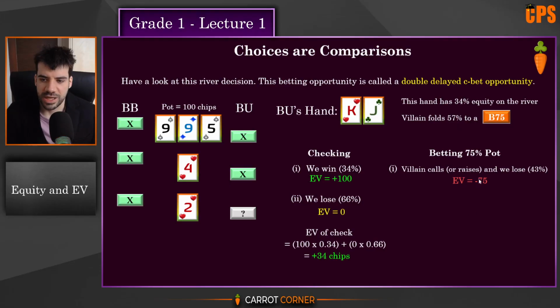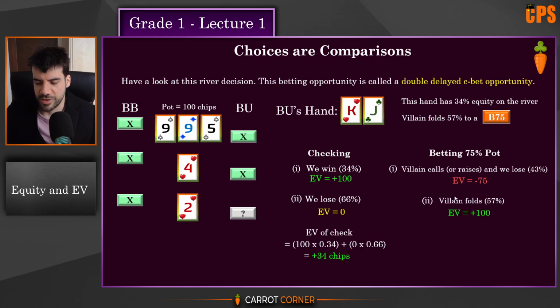We know that the EV, when this happens, when we get called or raised with King Jack, is going to be minus 75 from the point of view of just before we bet. Again, very important to compare both of these lines from the same point in the hand, meaning that we lose 75 chips every time this happens, 75% of 100.